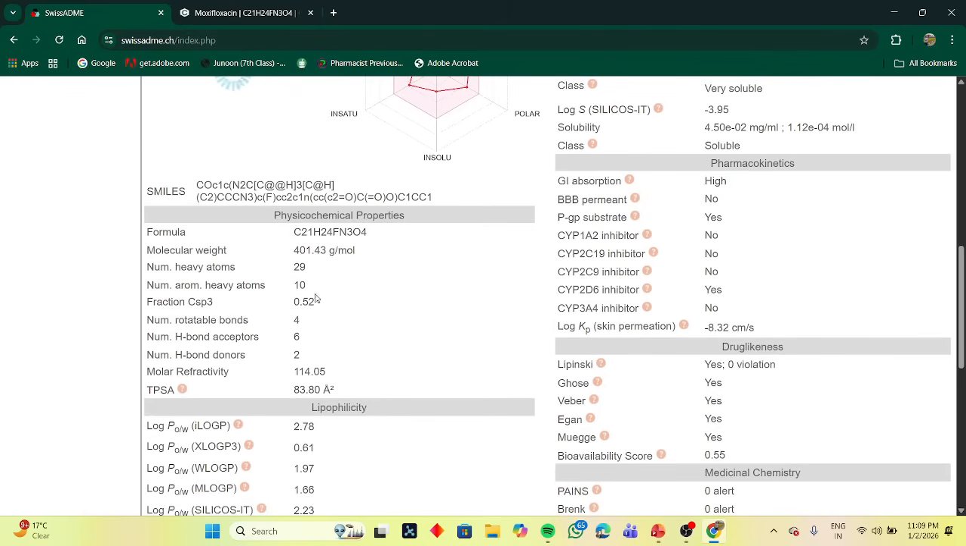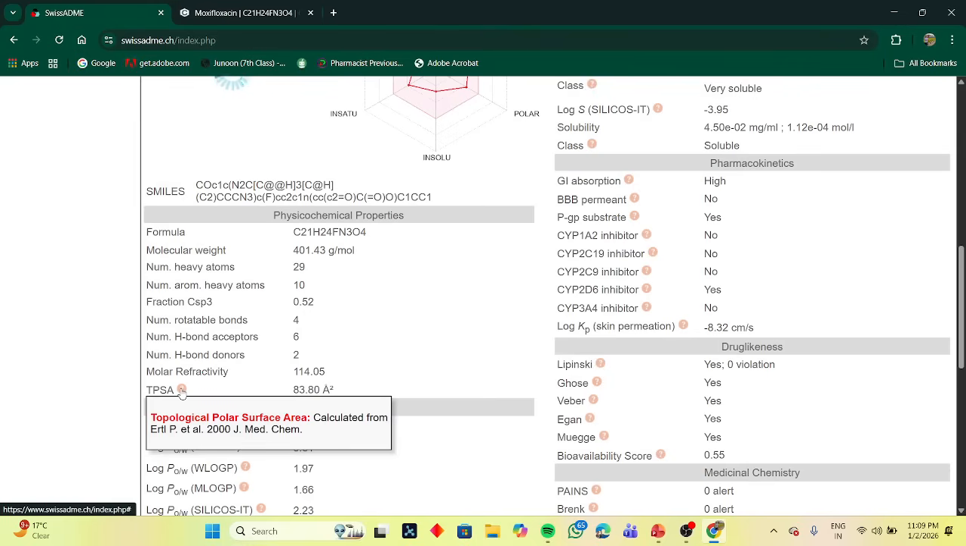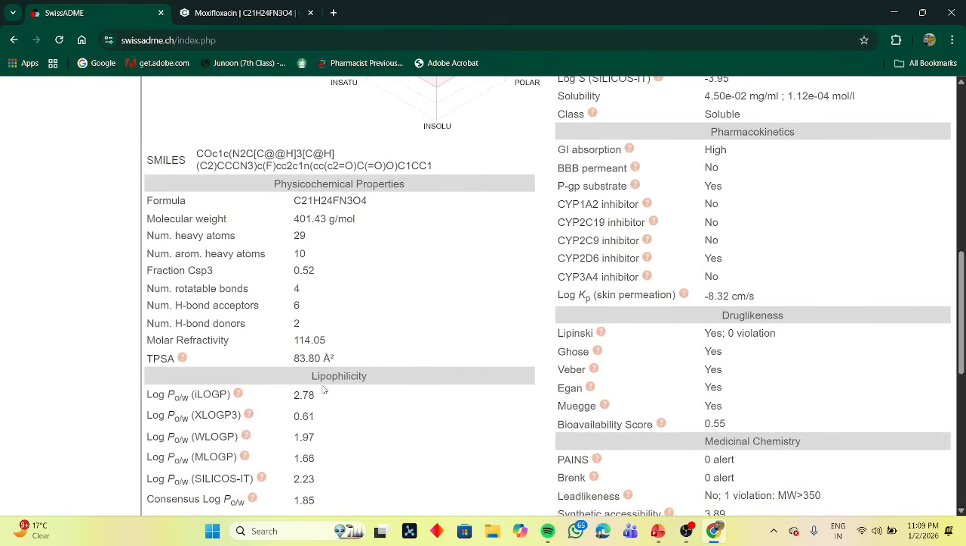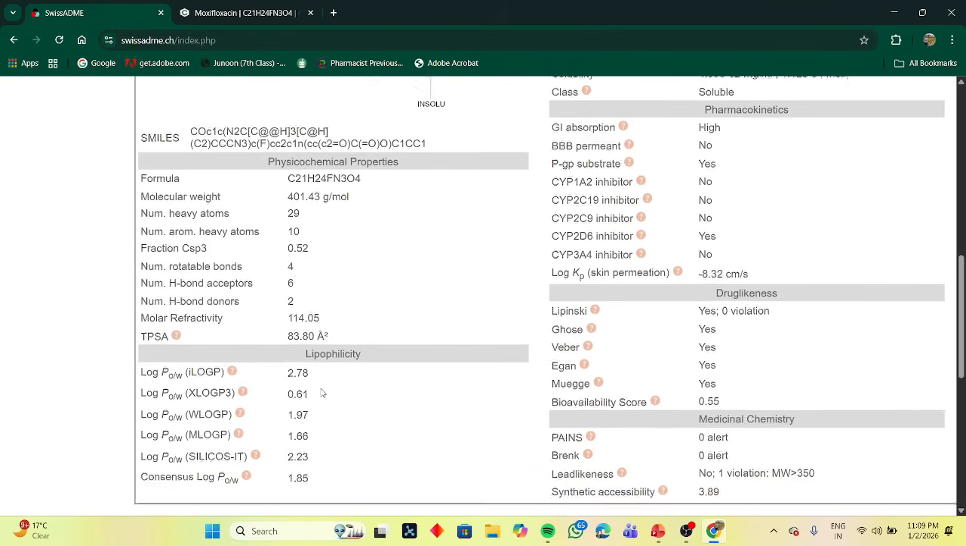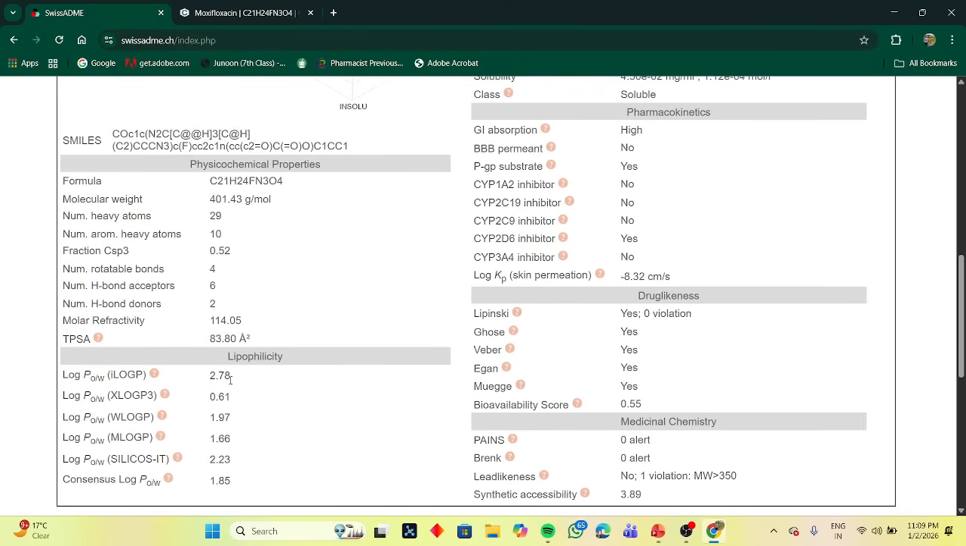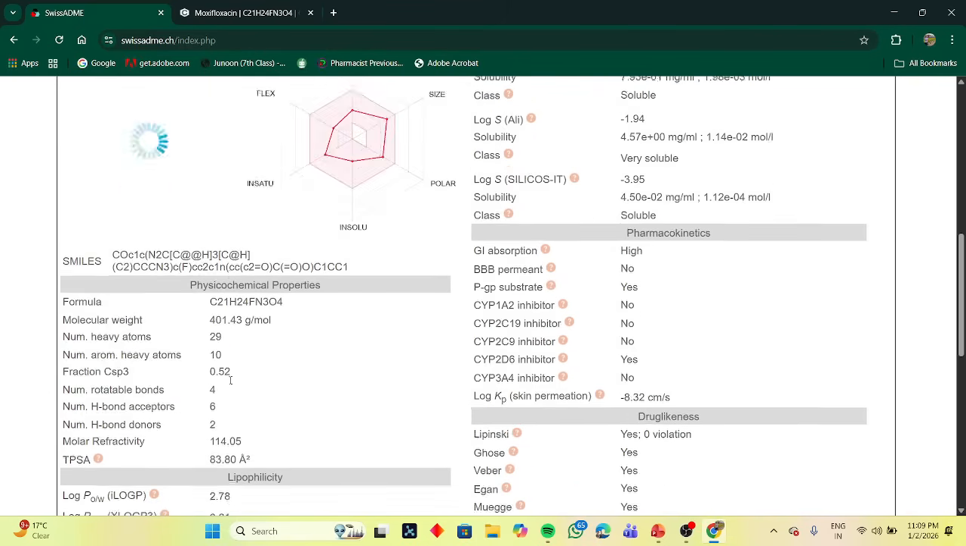What is the number of aromatic heavy atoms? There are 10 aromatic heavy atoms. The number of rotatable bonds is 4. The hydrogen bond acceptors are 6. Following the Lipinski rule, the number of hydrogen bond donors is 2. The topological polar surface area is 83.80 angstrom squared. The logP value, or lipophilicity, is 2.78. It should be less than 5, and 2.78 is less than 5.